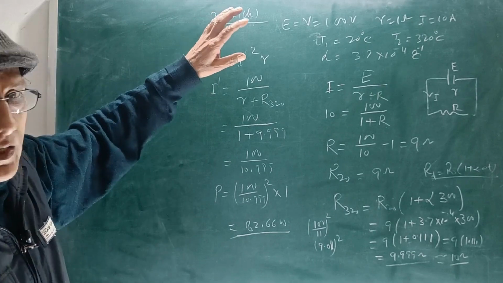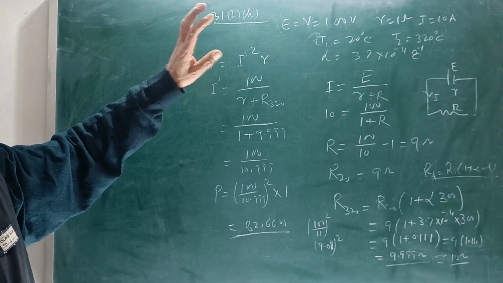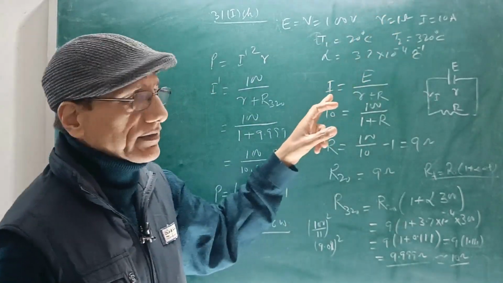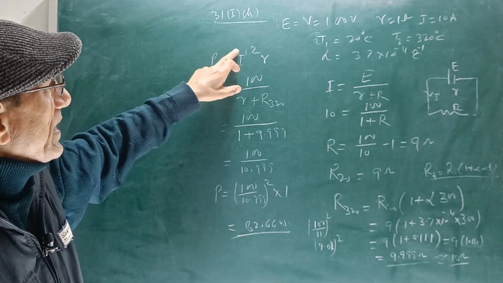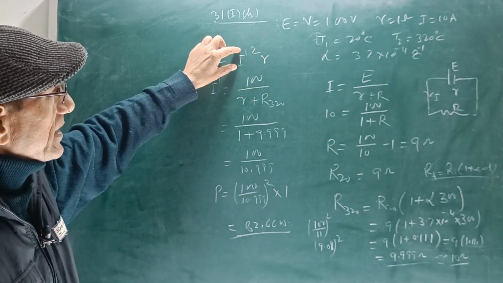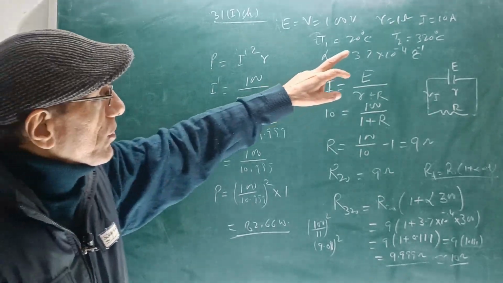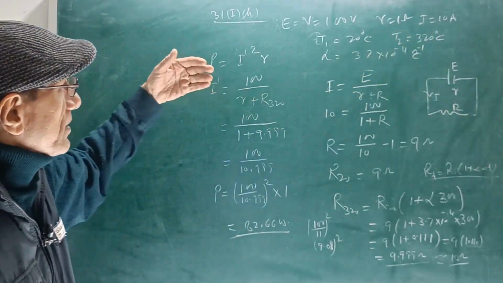फिर उन्होंने पूछा है कि power dissipated by or power consumed by the battery itself. The battery itself means due to the internal resistance. So that will be P equals to I dash square r. Why I dash? Because now the temperature, the resistance has changed, so the current will also not be 10 ampere, but it will be something different.